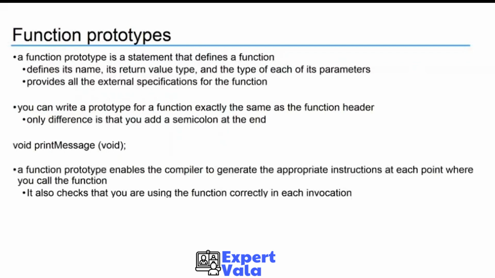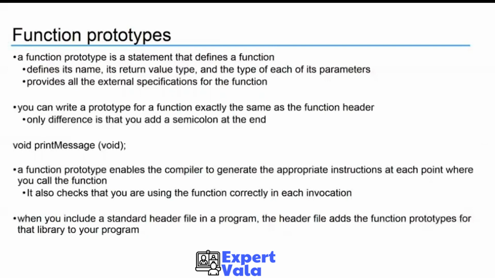A function prototype enables the compiler to generate the appropriate instruction at each point where you call the function. It also checks that you are using the function correctly in each invocation. The reason that you provide a function header is so that you can invoke the function without a warning, or a function declaration without it being implemented. So it's really just the order of your code, and I will give you an example of this in a second. When you include a standard header file in a program, the header file adds the function prototype.